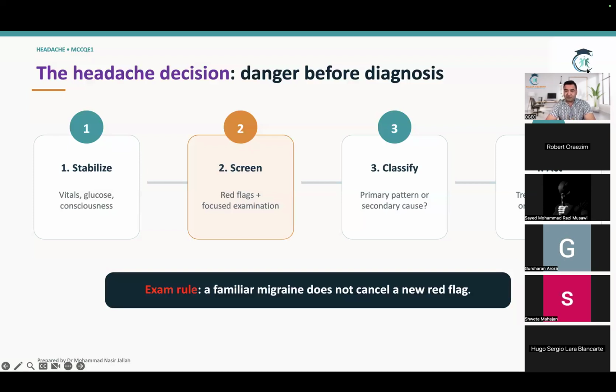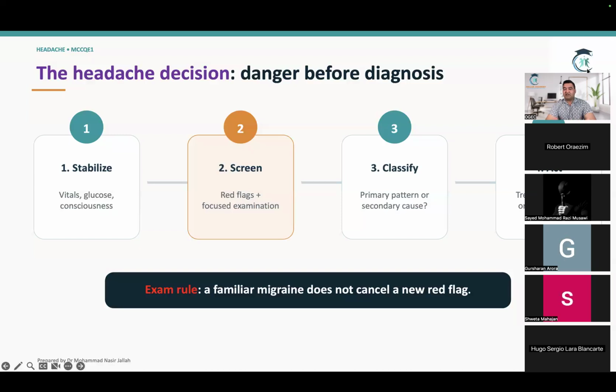For example, if you have a patient who has a headache and it looks like intracranial hemorrhage, I don't care what the diagnosis is. First, I have to stabilize the patient. I have to make sure that the patient is not going to die. Whether it is subdural or epidural, whatever it is, I have to apply the ABC first, right? My ABC comes first before the diagnosis. So stabilize vitals, glucose, and consciousness, and then screen to see if the red flags are positive.